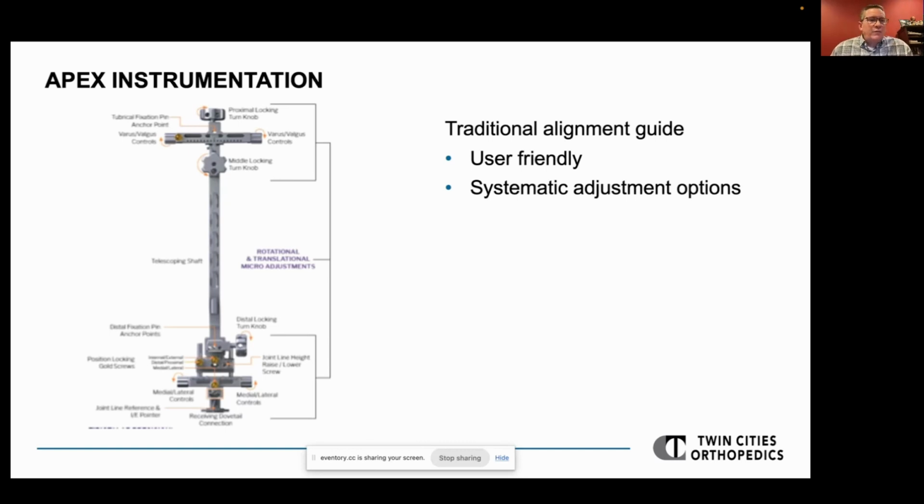The external alignment guide I've used a number of times. It's not my go-to at this point, but it works well. It's relatively user-friendly. It has sort of a systematic series of adjustments that can allow us to make sure that we're paying close attention and can reproducibly make sure the ankle is put in with appropriate slope, rotation, varus valgus alignment, medial lateral translation, sizing, and joint line height. And all of those things are relatively user-friendly and easy to adjust. And we can do so systematically to try and, again, maximize the chance that we have the ankle as close to perfectly aligned as possible, hopefully, again, maximizing survivorship.